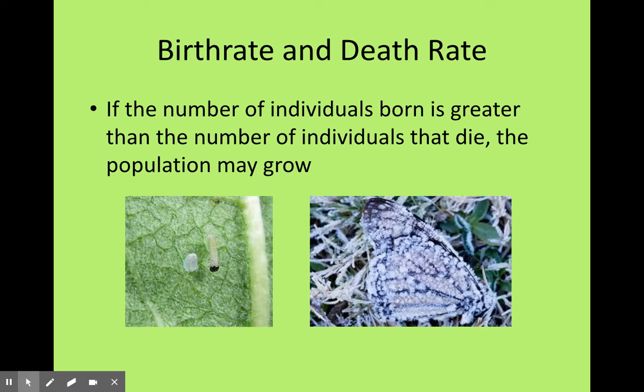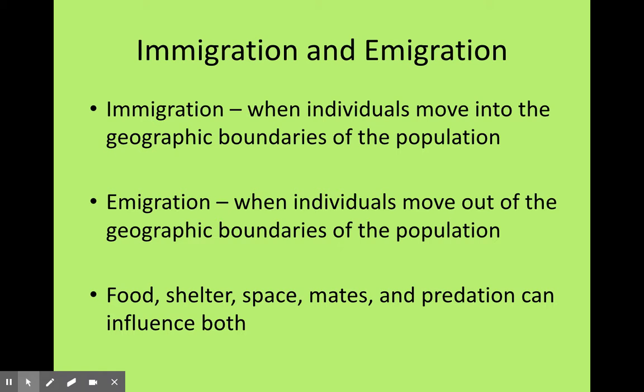So, when we look at birth rate and death rate, if the number of individuals born is greater than the number of individuals that die, then the population may grow. Immigration is when individuals move into geographic boundaries of the population, and emigration is the opposite, when they move out of those geographic boundaries of the population.